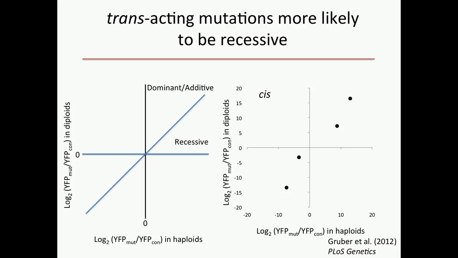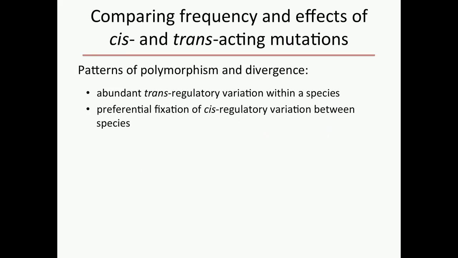When we look at the effects of cis-regulatory mutations, this is obviously a small subset. It was actually done in earlier work. We see that they have similar effects in haploid and diploid cells. Trans-regulatory mutations, though, tend not to. So trans-regulatory mutations tend to be recessive much more often than cis-regulatory mutations. And the level of dominance can affect the fate of a mutation in a population.